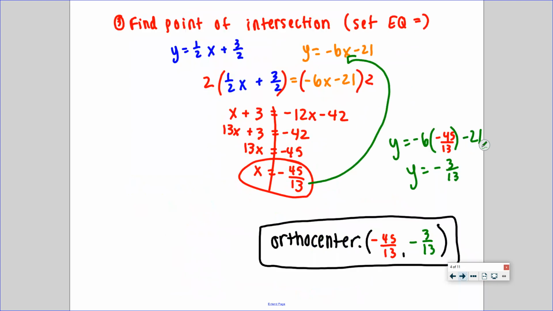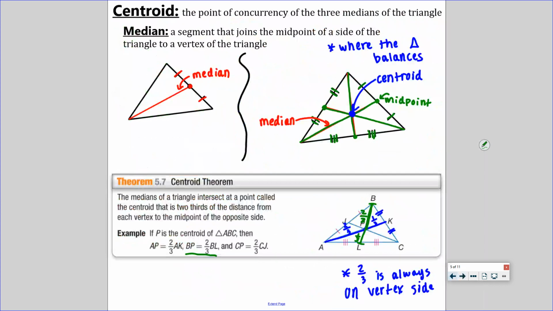Good, good, good. The other point we are talking about is the centroid. Who can remind me what that point is? The point where all the medians meet. Beautiful. A median is from the vertex to the midpoint of the opposite side. And that's where our triangle balances.